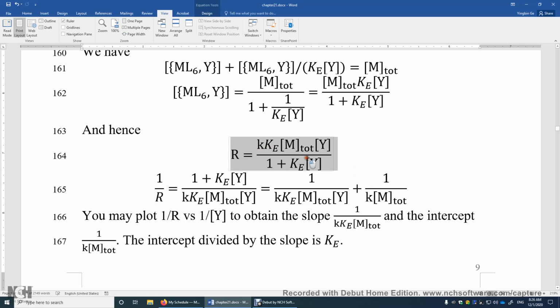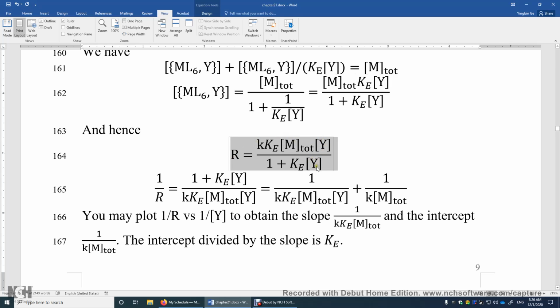Now let's look at this equation again. It's possible for this y to be small enough that on the bottom, this Ke times y is much smaller than 1. For example, if Ke times y is 0.01, or even smaller, you can neglect this term. And R is equal to K times M total times y. That means when the concentration of y is really small, this reaction is a second-order reaction. The rate is proportional to the concentration of the metal and also the concentration of y.